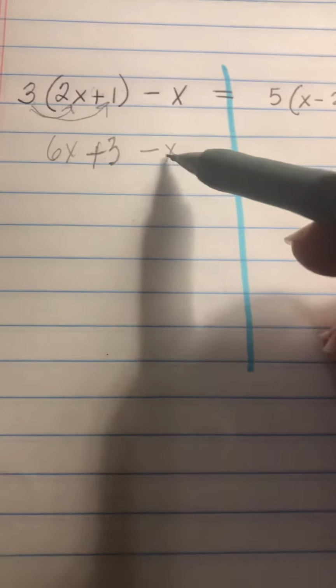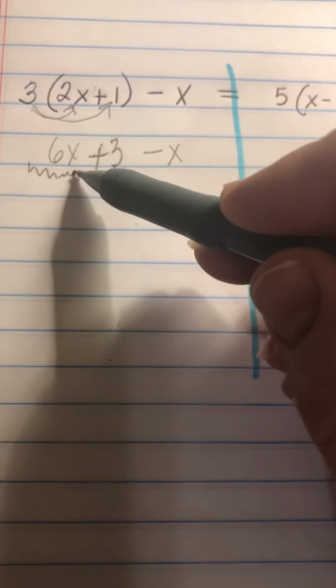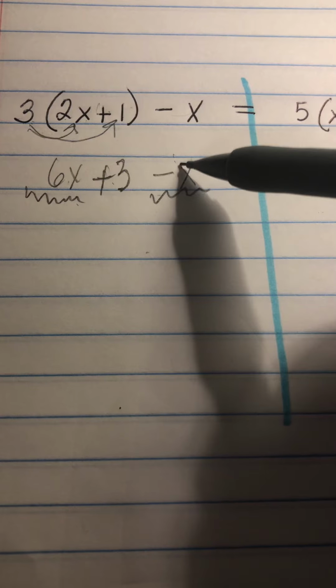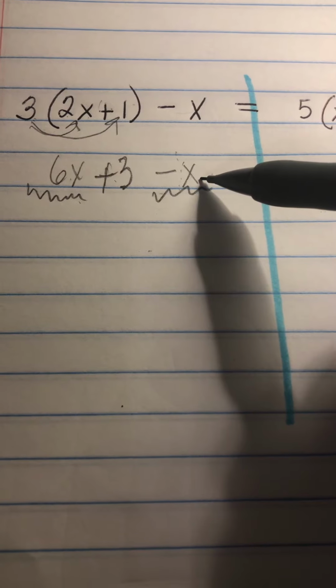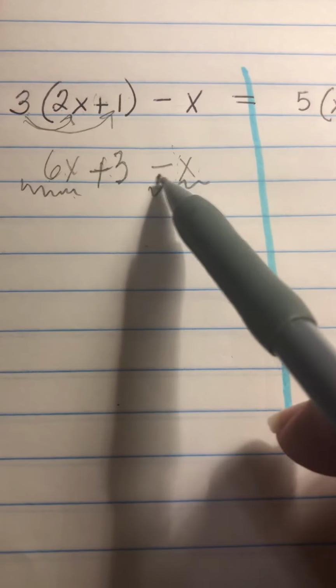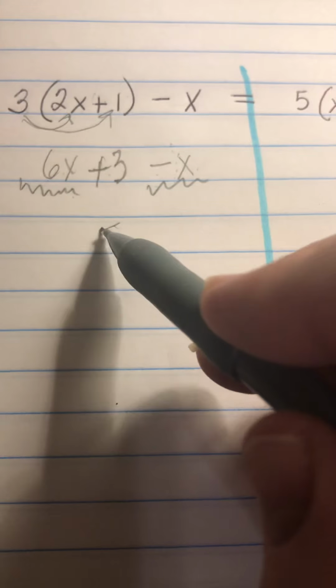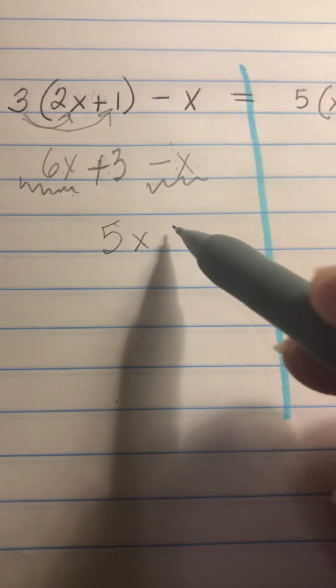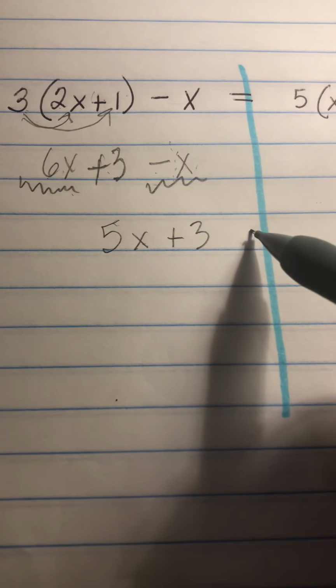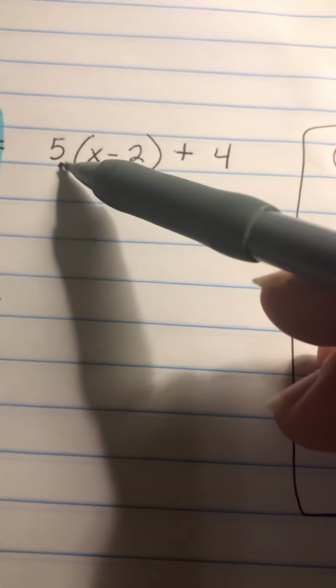So on this side, now we can see that we have some like terms that can be put together. This is a 6x, and this says minus 1x. And so when you do 6 minus 1, you get 5. So we have 5x, and then the plus 3 that we didn't do anything else with. Over here on this side, we're going to clean this up as well.